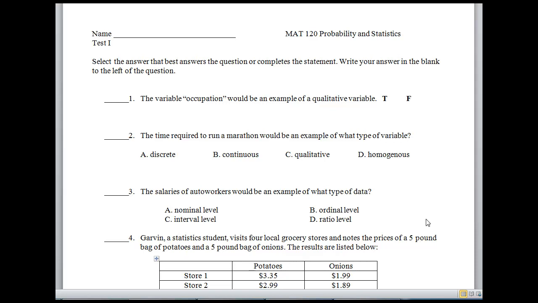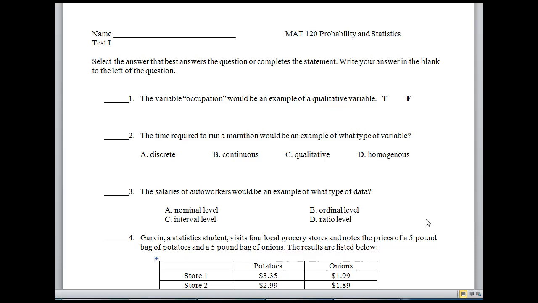Logan? The variable occupation would be an example of a qualitative variable. True or false? True. Okay. It's a label, right? Qualitative data is just a label, a name, a category. So that would be true. Okay, very good. All right.